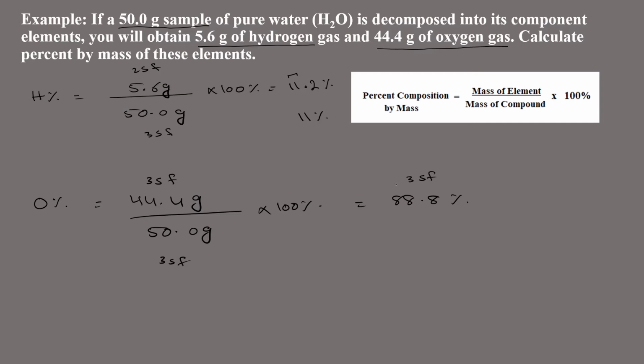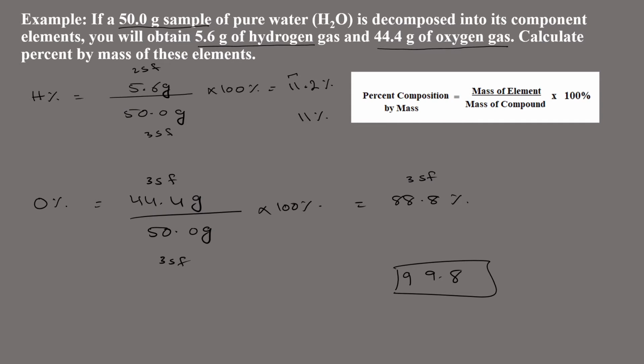Okay, so this will be my answer. To check my answer, I can simply add 88.8 and 11%, and you can see that your answer will come out very close to 100. I have 99.8% because I'm using this rounded one. If I use unrounded, it will come out to exactly 100%.